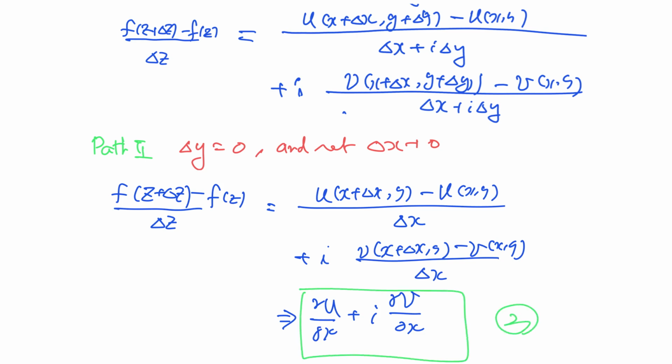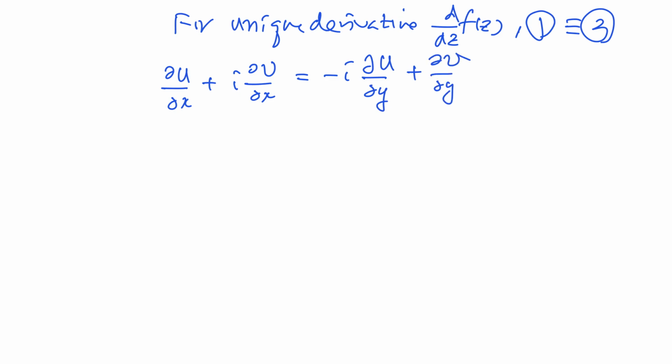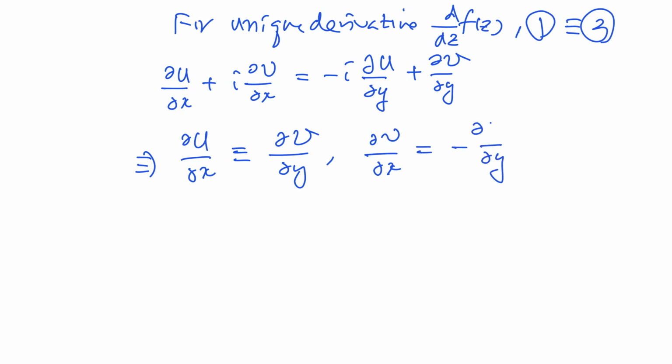This is 2. For a unique derivative, df/dz, 1 should be the same as 2, right? So partial u partial x plus i partial v partial x must be the same as partial u partial y plus i partial v partial y. So that means partial u partial x should be the same as partial v partial y, and partial v partial x is the same as minus partial u partial y. This is the condition for the derivative to be unique.